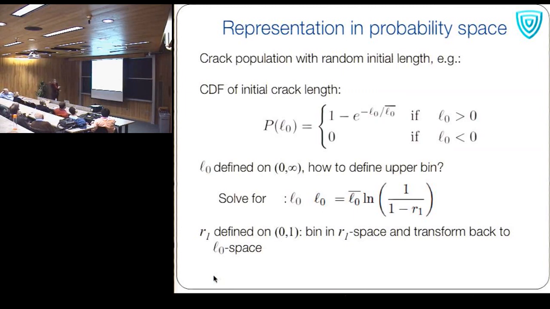Just think of it this way. This is the probability that a given crack length, in this case, is less than the value L0. So I can just take this function and swap it around, and I can say, what's the crack length associated with a given probability? That's fine. So what crack length is such that 99% of cracks are smaller than this value? And that R1 is the 99.99.